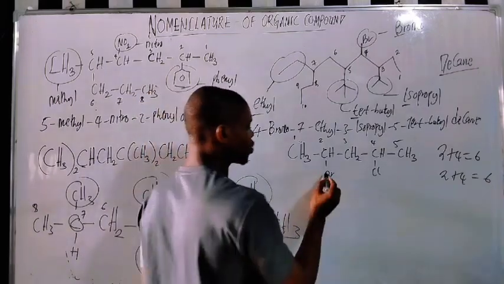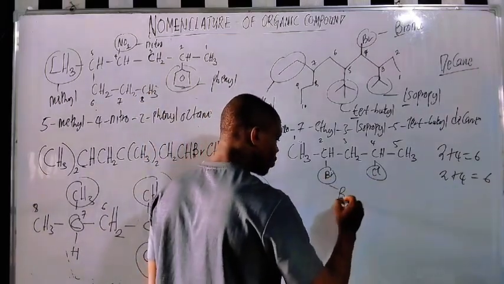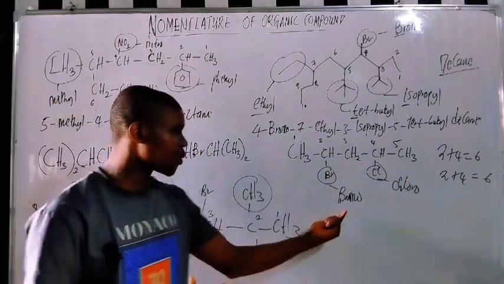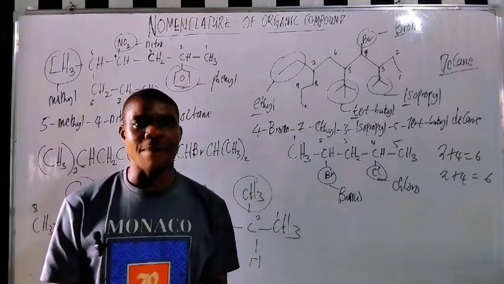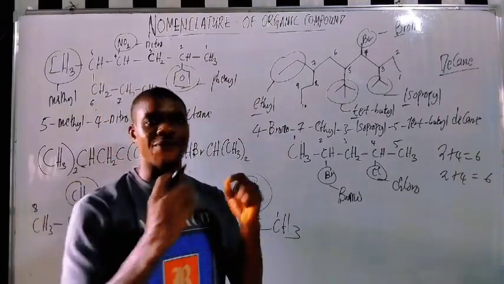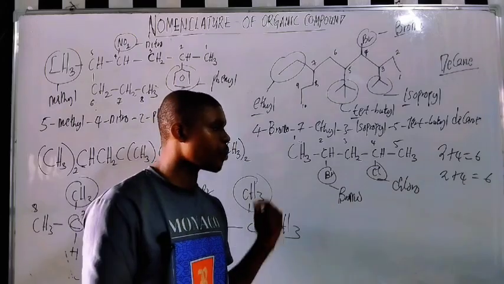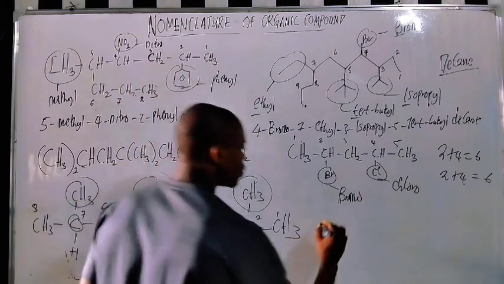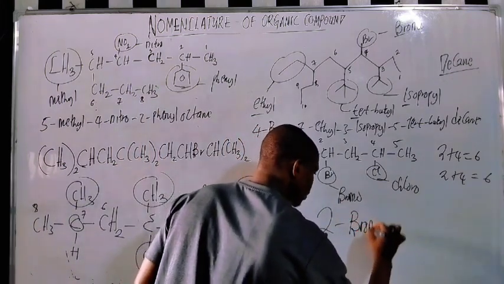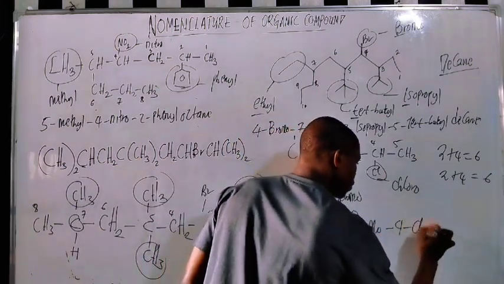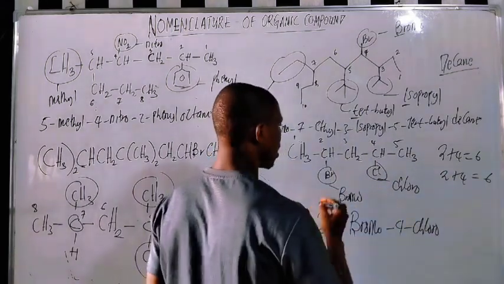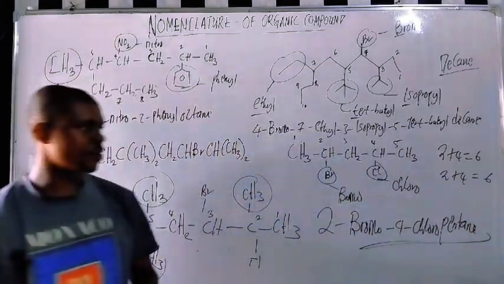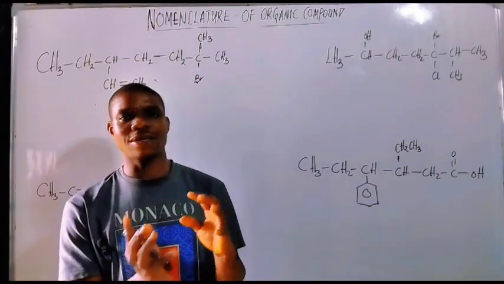This is where I'm going to consider the substituents. Here is bromo. Here is chloro. Now in alphabetical order, B will come before C. So because B comes before C in alphabetical order, the B will now have the lowest possible number. So it's going to be 2-bromo. Here we have 4-chloro. Here we have pentane. That is it.